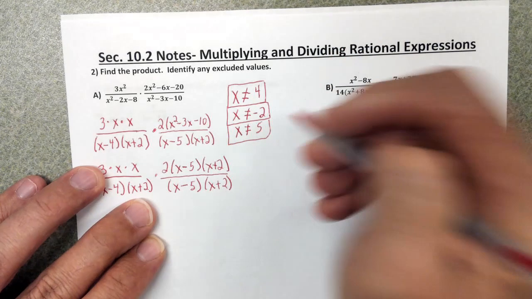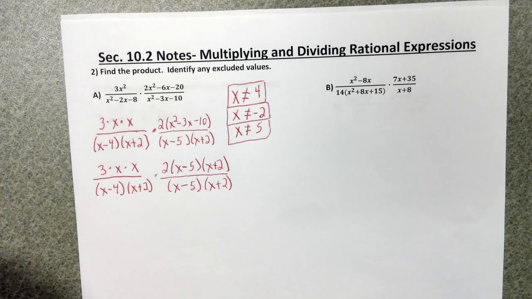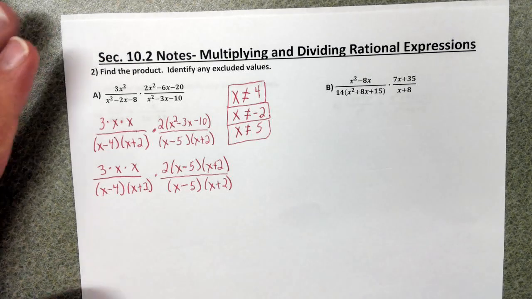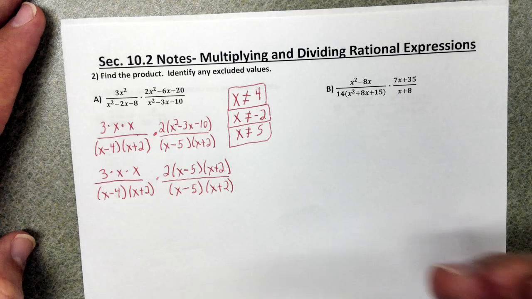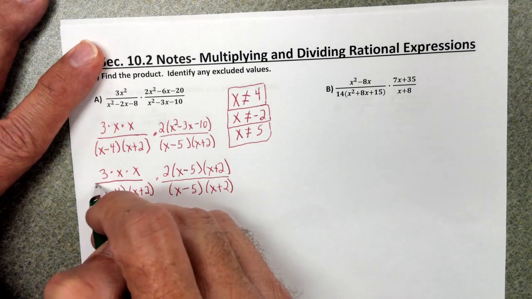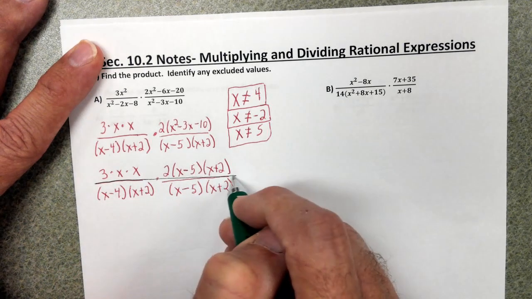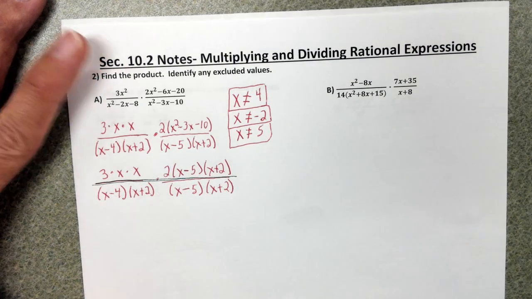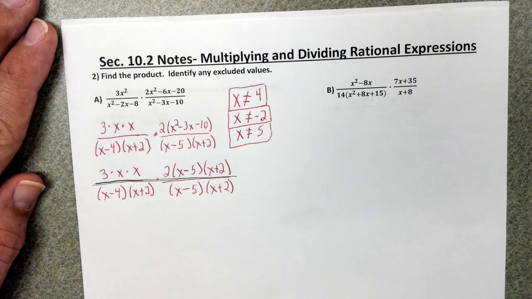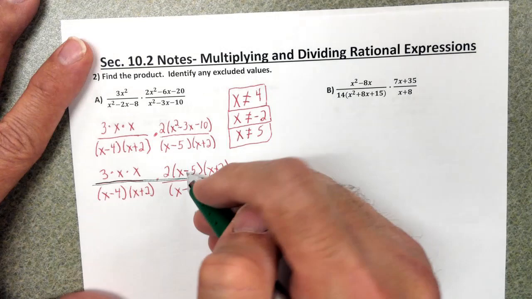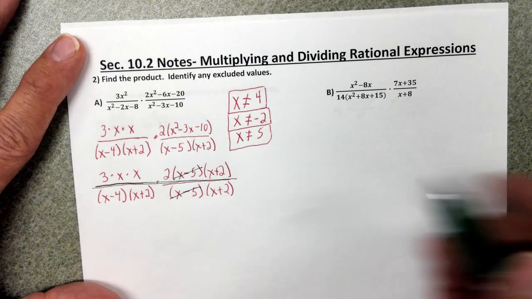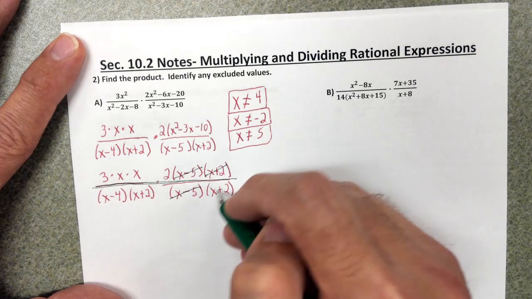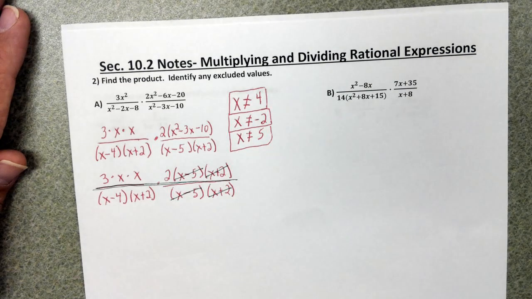All right, so now we've got our excluded values. Now we're going to look at this as one large fraction, because we can reduce anything from numerator to denominator. So I'm going to draw this line and extend this out to one large fraction, and I'm going to simplify any common factors. Like I have an x minus 5 here and an x minus 5 here. Those cancel. I've got an x plus 2 here and an x plus 2 here. Those cancel.